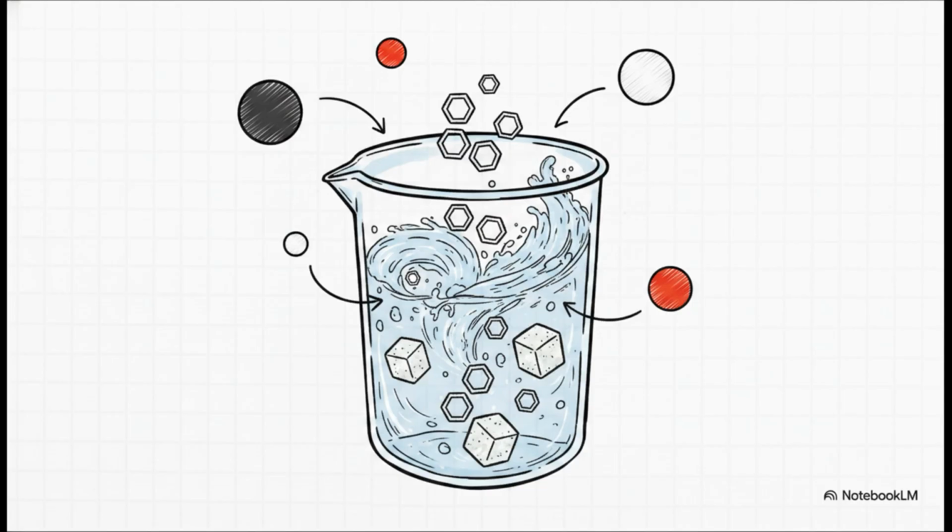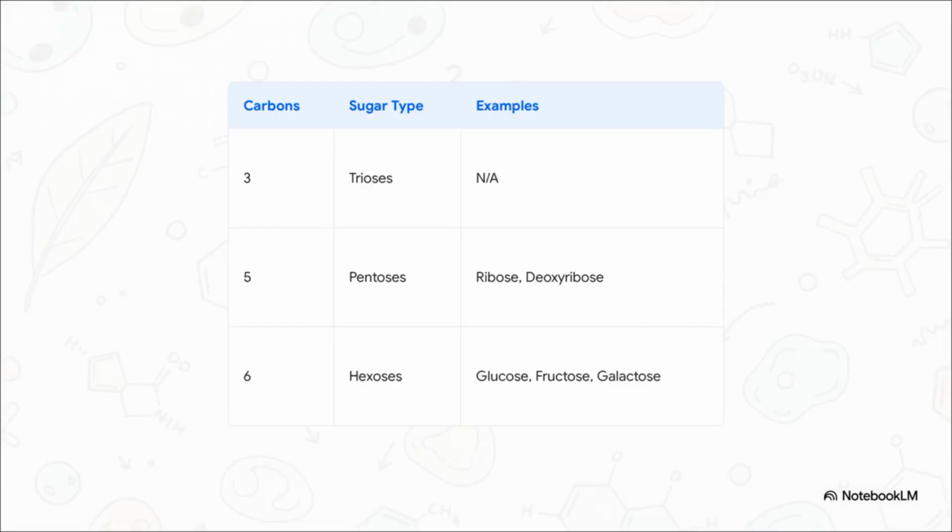Now, take a look at how beautifully organized the system is just based purely on the carbon count. If the monosaccharide has 3 carbons, we call it a triose. Got 5 carbons, that's a pentose, like the ribose and deoxyribose that literally build your genetic code. And 6 carbons, those are hexoses. That's where you find the famous ones you definitely know: glucose, fructose, and galactose. For today, these hexoses are going to be our main focus.